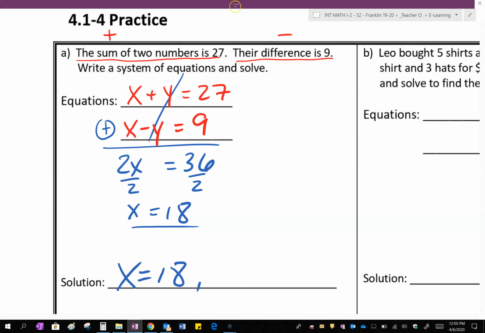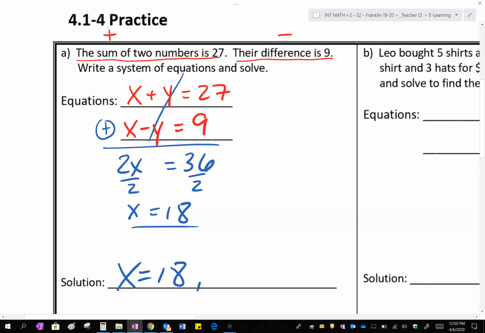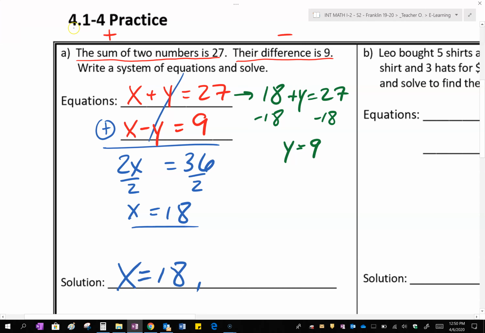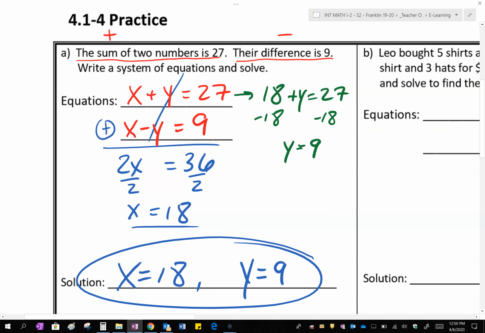We still need y though. So use that first equation. You could use either one, but this one's a little easier. 18 plus y equals 27. So subtract 18, and y equals 9. So the answer to our problem, x is 18, y equals 9. There are our two numbers.